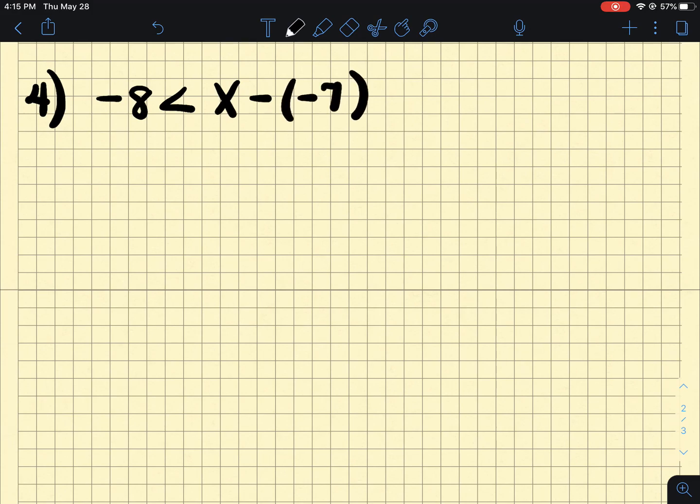All right, let's try our last one. And this is a really tough one, so I'm going to write it, and then I want you to pause and see if you can get this one. Negative 8 is less than x minus negative 7. Now before you start it, those parentheses don't mean anything. They're just separating the negative from the subtraction. If you want a hint, you might want to change subtracting a negative is the same as adding. That's going to be the key here. Now pause it and try it.